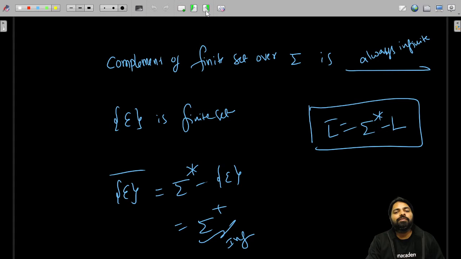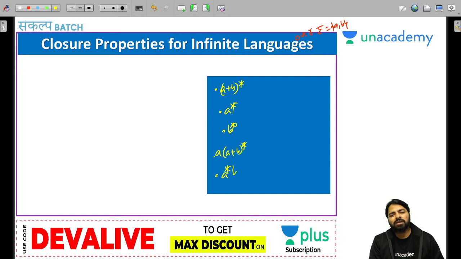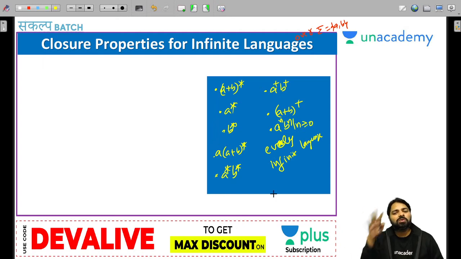But when I ask for the domain of infinite languages, let me take sigma is equal to A comma B. You can take any sigma to prove it, but take a finite sigma. A plus B whole star is an infinite language. A star, B star, A followed by A plus B whole star, A star B star, A plus B plus, anything, sometimes I can add A plus B whole plus. Every infinite language is here. Oh, I forgot, A power n, B power n also. Non-regular languages can also be present inside. Clear?